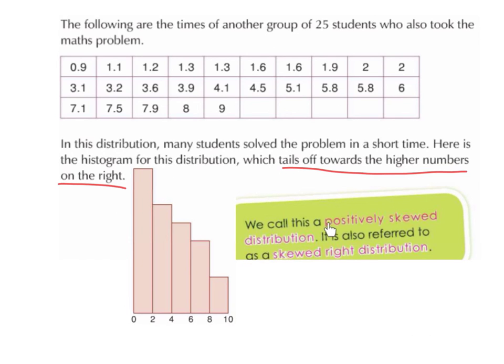We call this a positively skewed distribution. It is also referred to as a skewed right distribution. So a histogram that has high bars on the left-hand side and that the bars gradually get lower as we move towards the right is known as a positively skewed distribution or a skewed right distribution.